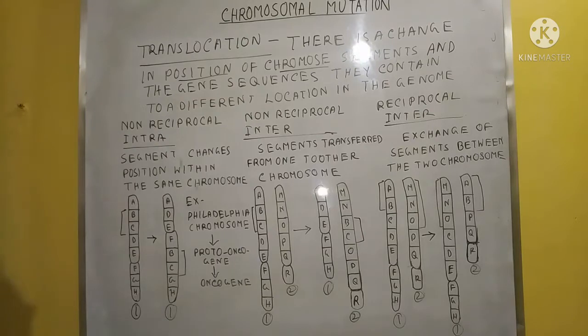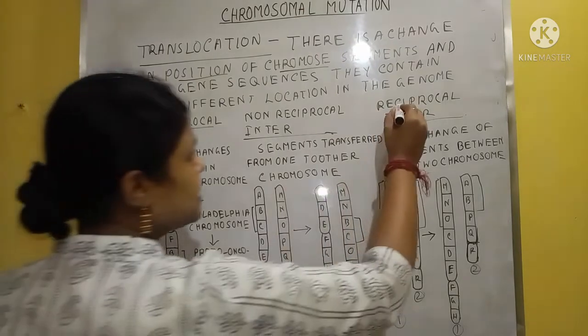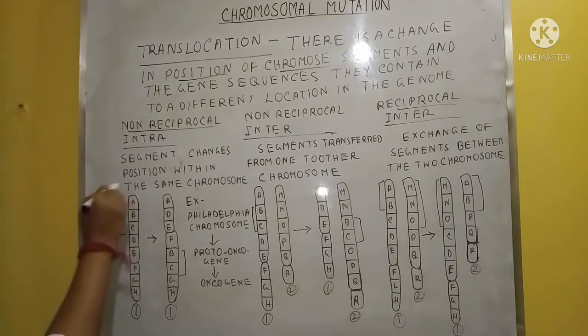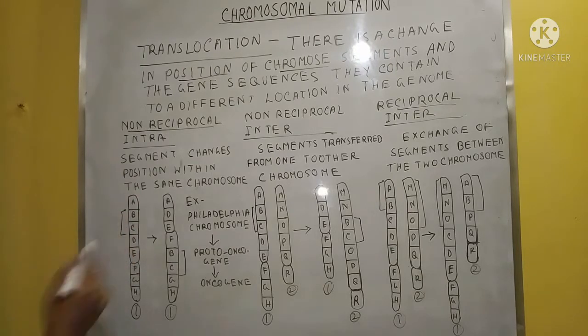So here, in the case of translocation, we see one is the non-reciprocal translocation, another is the reciprocal translocation. Clear? In the case of non-reciprocal translocation, the exchange of segments is seen only in one chromosome, within the chromosome. You can see here, these are the segments and the BC part is exchanged with the lower part.